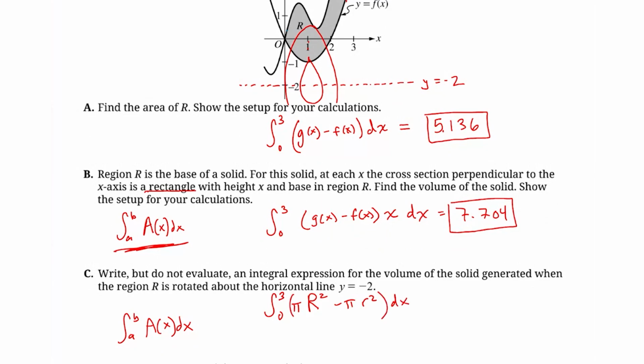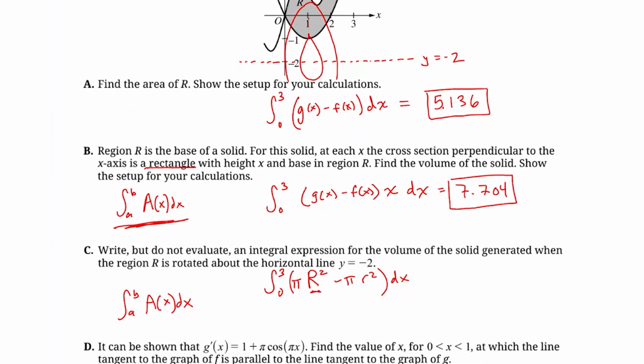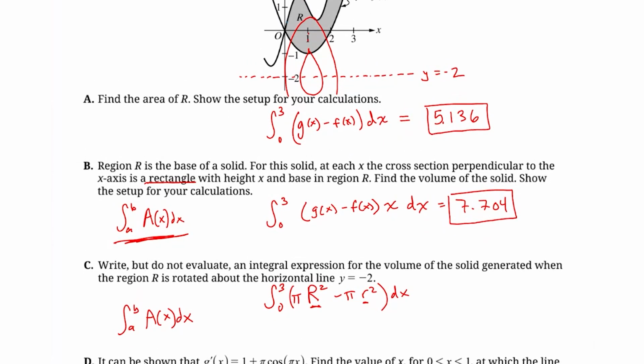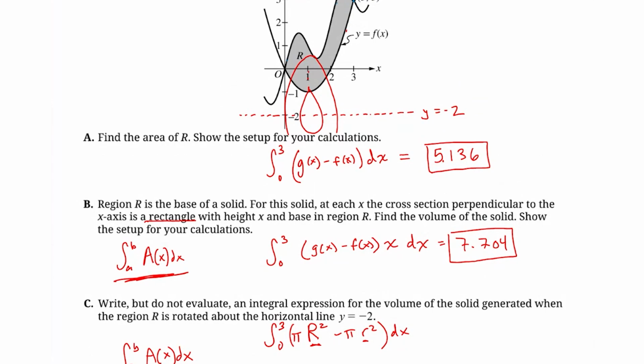I wouldn't even write that, honestly, because there is no reference to r. But what I'm really trying to communicate here is the big radius and the small radius. So if I'm looking at this circle with the circle missing, the small radius is this right here. The big radius is this distance right here. So the big radius is going to be the distance between function g and -2.